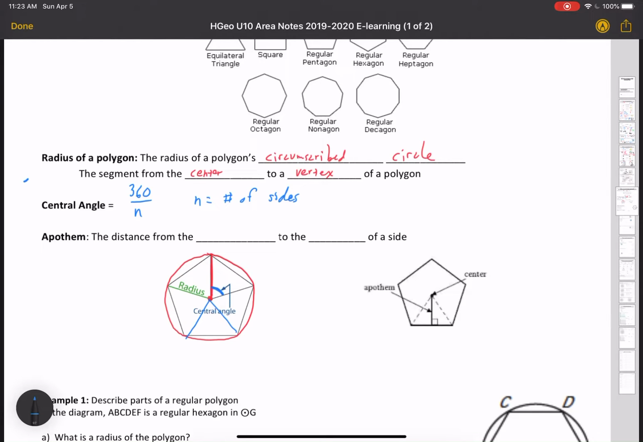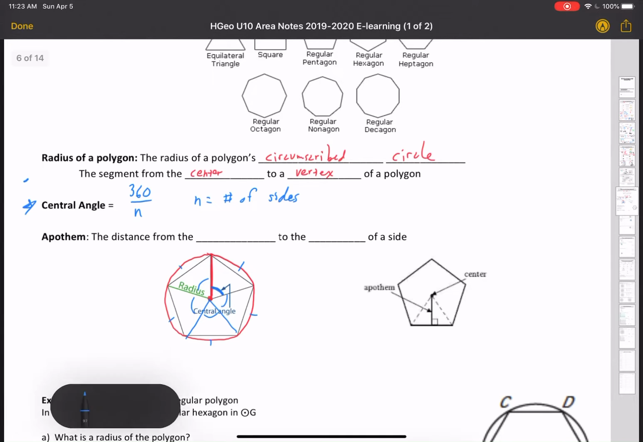Okay? Because if you remember the relationship between the central angle and the arc that it captures, they're equal to each other. So the central angle is going to equal the arc that it captures, and what's happening is that this circle is being divided into the number of arcs that correlate to the number of sides. So there are 5 arcs here that are all congruent. So we take 360 divided by 5 to figure out the measure of one of your central angles. Okay? So that's how you find central angle. That's going to be a big, important vocab word.